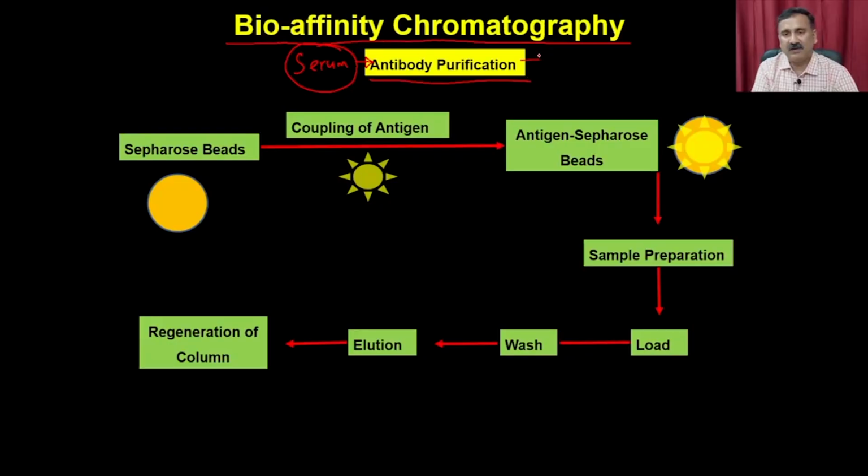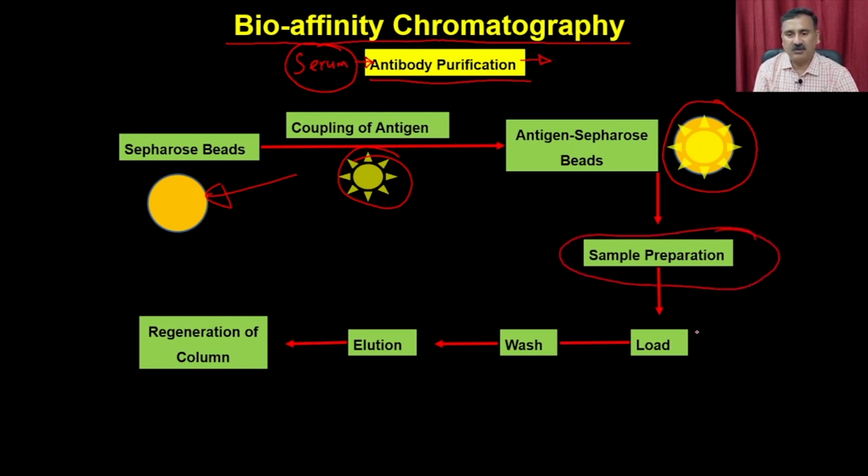Once you collect the serum in that particular step, it is actually going to have the crude antibody, which means it's going to have the antibody and all other proteins. So you can use bioaffinity chromatography for antibody purification. What you have to do is first couple the antigen onto the beads, and that's how you're going to have the antigen-bound sepharose beads. Then you can load this particular serum as a sample, have the washing step, then the elution step, and that's how it is actually going to give you the purified antibodies.